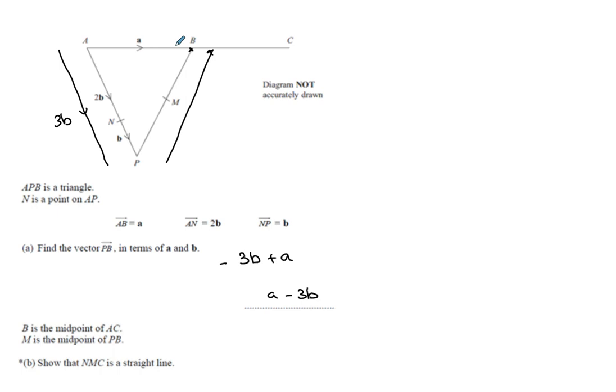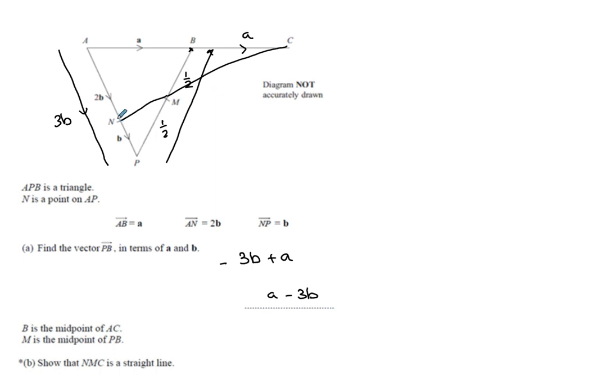Okay, B is the midpoint of AC. Oh, that's good, because if that's A, that means that's A. Yeah, if it's the midpoint. M is the midpoint of PB. Okay, so right now we're just going to write half, half. But remember, we do have PB. Show that NMC is a straight line.